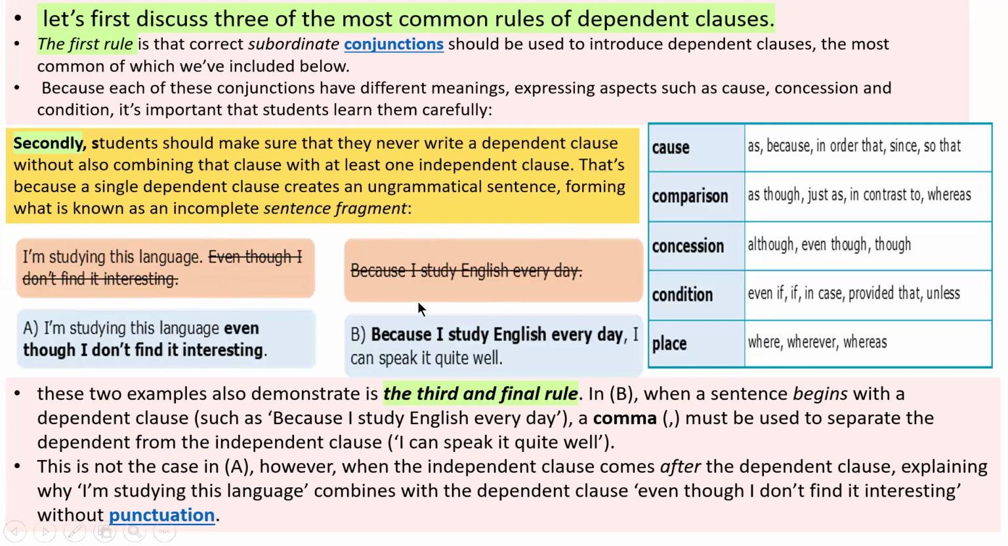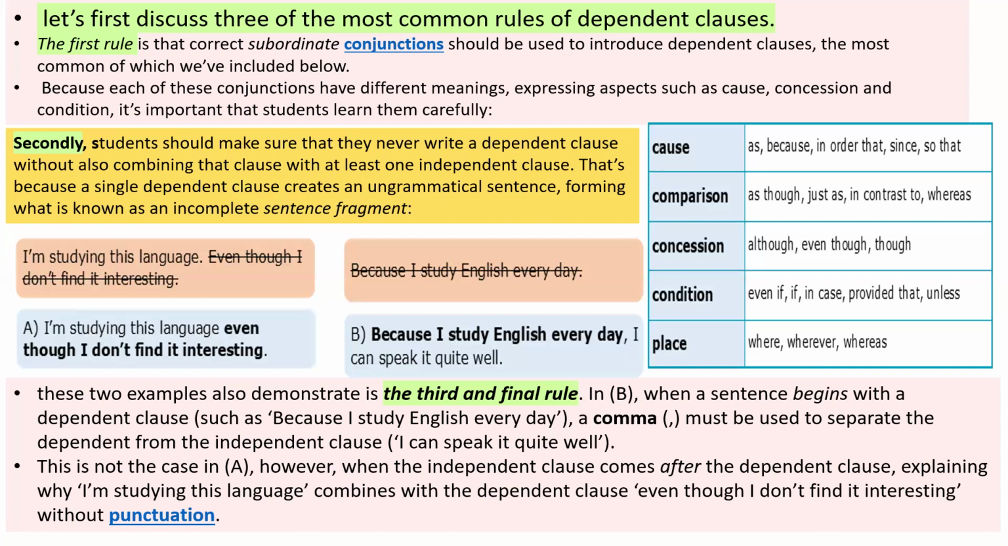Now, next example. Because I study English every day, this sentence is not giving complete meaning. You have to complete the sentence. Because I study English every day, I can speak it quite well. So, I can speak it quite well is an independent clause. A dependent clause always requires at least one independent clause, one main clause. So these are the rules you have to follow while writing clauses.